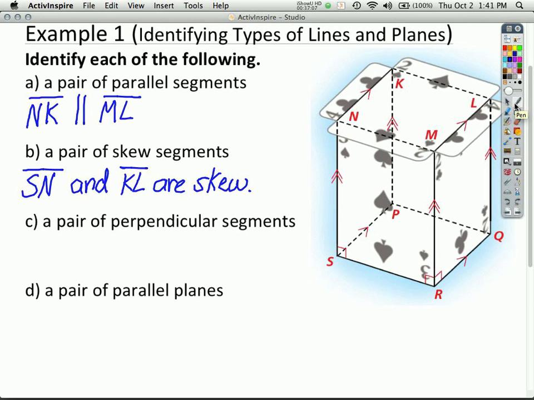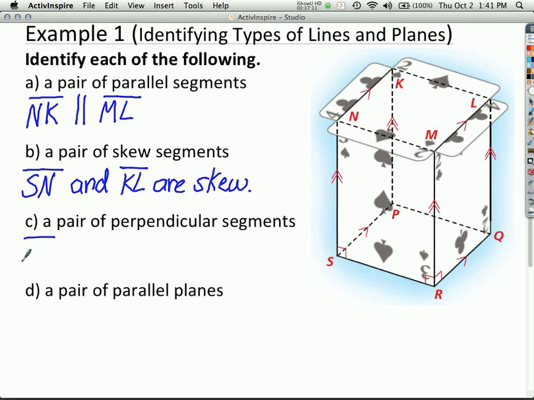So how do you write it? If we're talking about segments, we've got NS. Segment NS is perpendicular to, it's an upside down T, NS is perpendicular to SR. Anyone have any comments, questions?